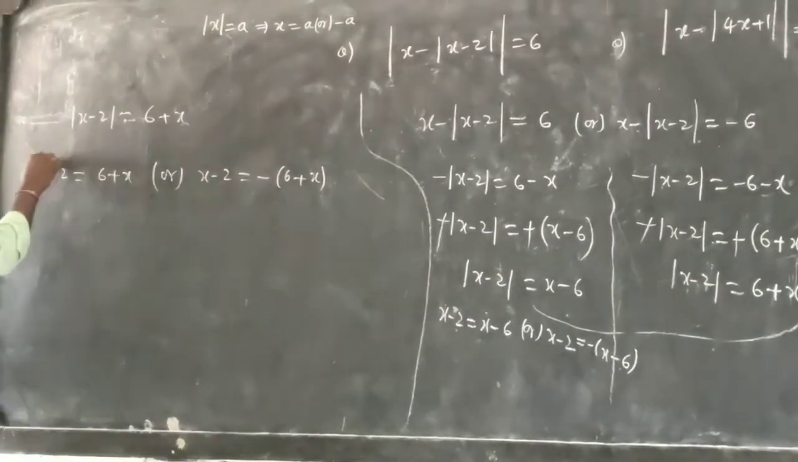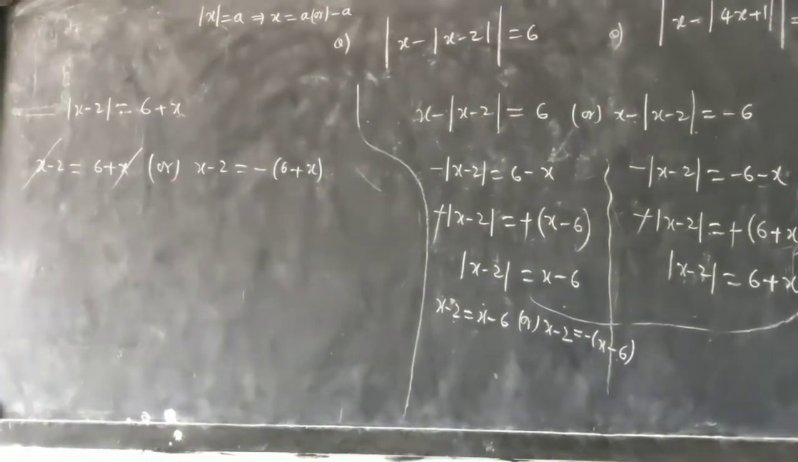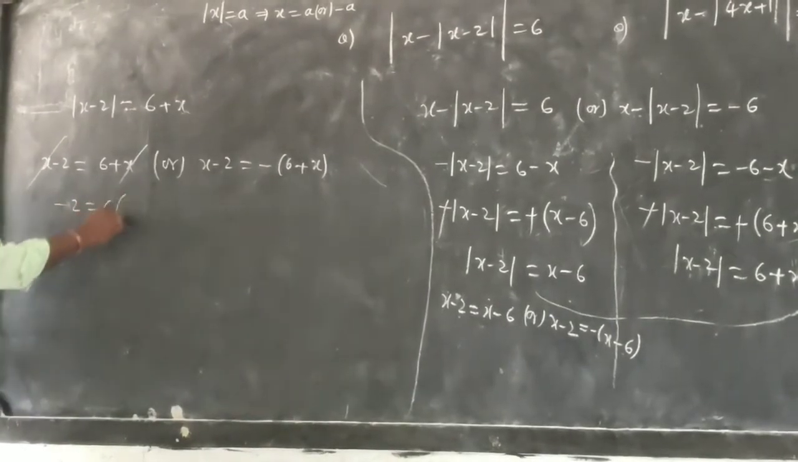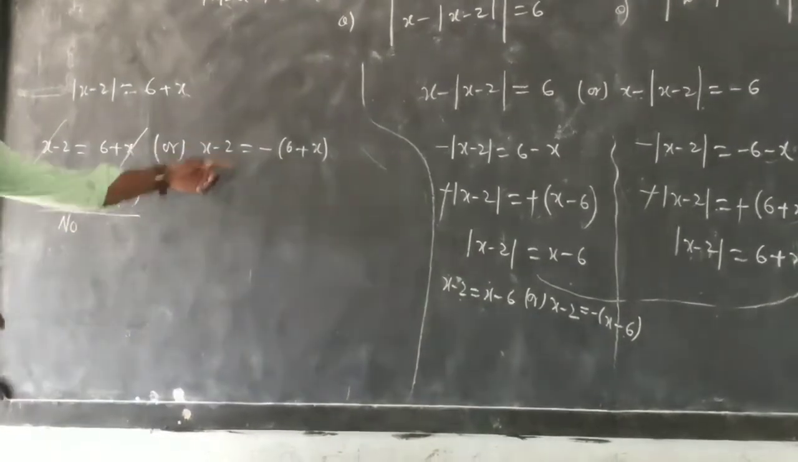So here send the x to this side, the x gets cancelled, and minus 2 is equal to 6. You have here minus 2 is equal to 6. This is false. So no solution from this side. Let us go to the other side.